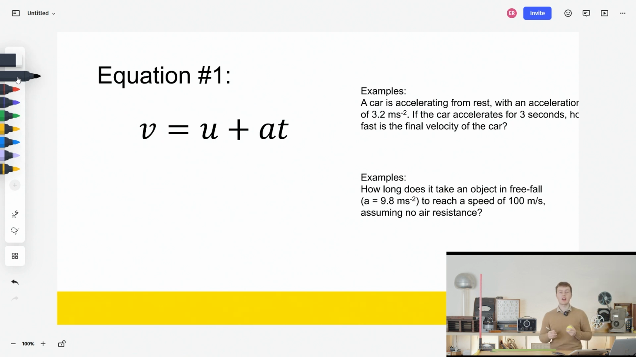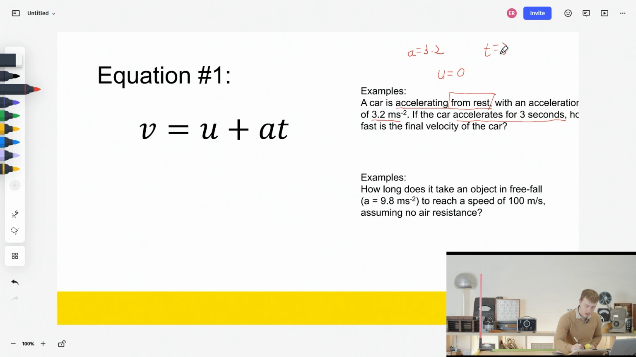A car is accelerating from rest with an acceleration of 3.2 meters per second squared. It accelerates for 3 seconds. What is the final velocity of the car? So we're accelerating from rest. From rest implies that our initial velocity is 0. The acceleration is 3.2, so we have a equals 3.2. Notice what I'm doing, I'm just writing every little variable down, okay? It accelerates for 3 seconds, which means our activity takes 3 seconds, t equals 3. And finally, we're being asked for what v is.